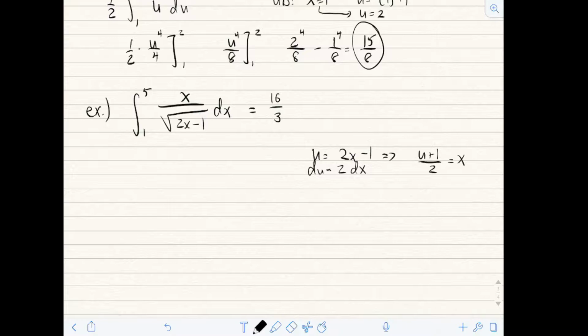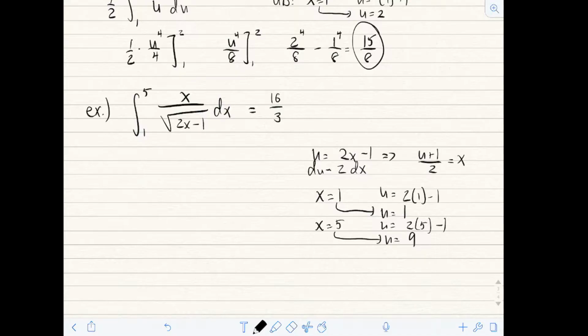Now I'm going to do my bounds. My lower bound is x is equal to 1. So u is equal to 2 times 1 minus 1. Therefore, the lower bound is going to be 1. If x is equal to 5, u is equal to 2 times 5 minus 1. So u is going to be equal to 9. That's going to be my upper bound.